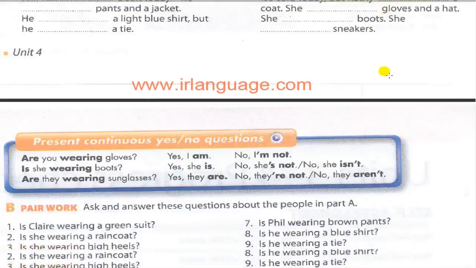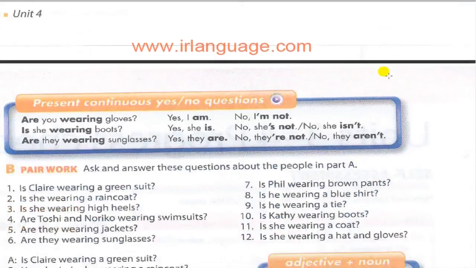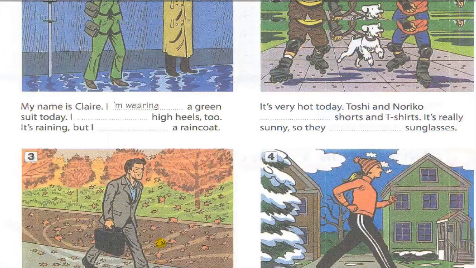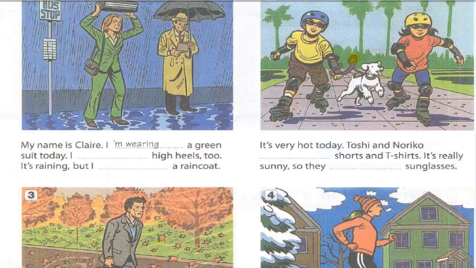Question number 5. Are they wearing jackets? No, they're not. Are they wearing sunglasses? Are Toshi and Niroko wearing sunglasses? Yes, they are. It's Toshi and Niroko. They're wearing sunglasses.